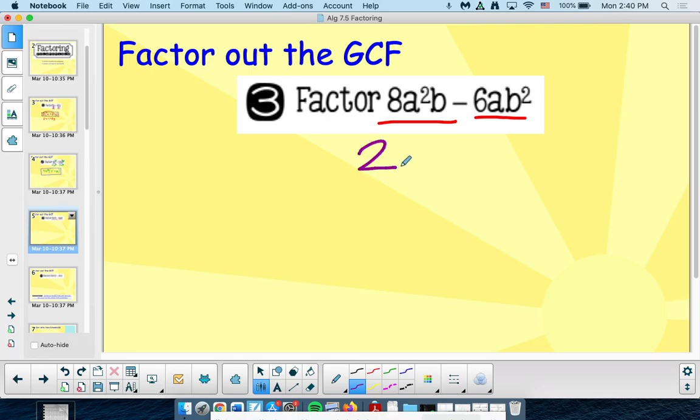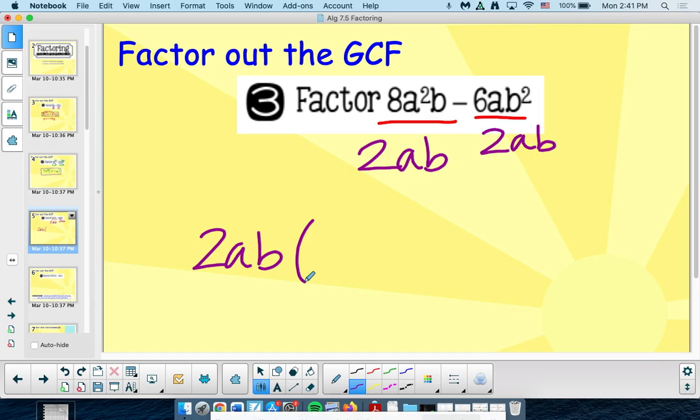So I'm going to take out a 2. Can I take an A out of both? Yep. How many? Just 1. And I can also take a B out of both. So we're going to divide by 2AB. So I'm going to put 2AB on the outside. 8 divided by 2 is 4. I'll have 1 A left over, but no B's. Negative 6 divided by 2 is 3. No A's left over, but 1 B.